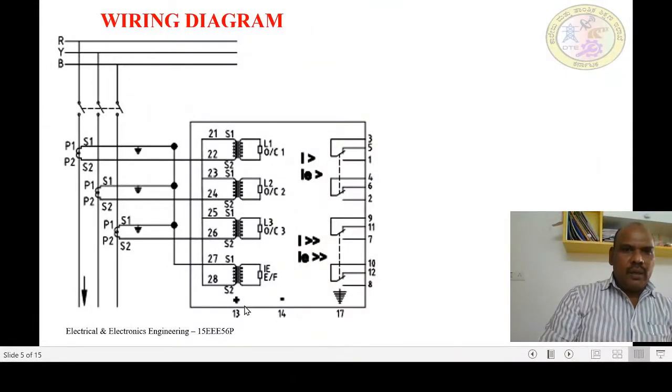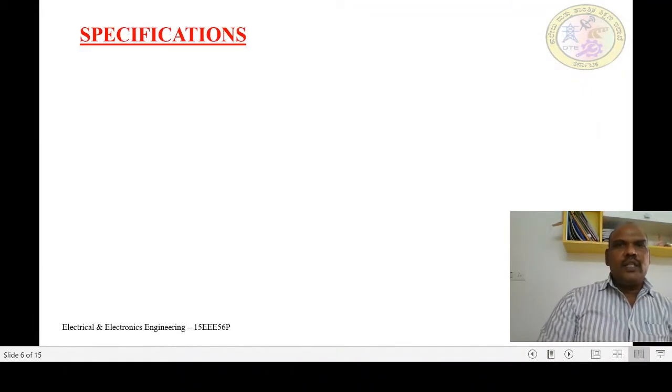And here you can see 13 and 14, plus and minus symbol is there. Here power supply, auxiliary power supply will be given to the relay. And here you can see there are auxiliary contacts, NO and NC contacts. These are all NO and NC contacts. Based on the requirements, we can use these NO and NC contacts. Now let us see the specification.